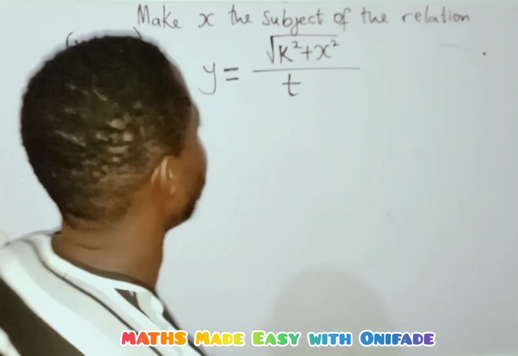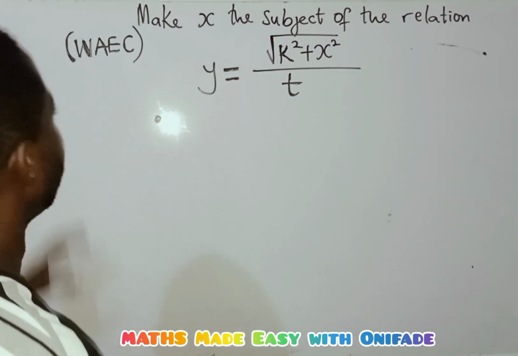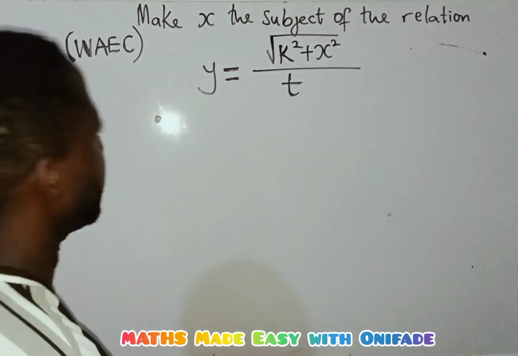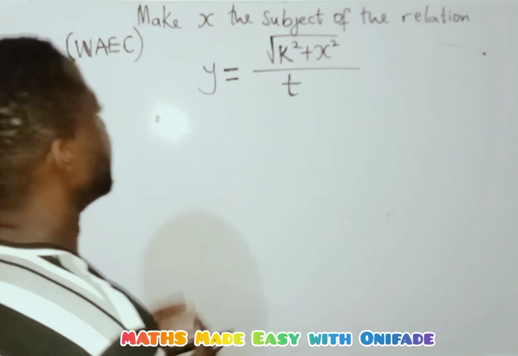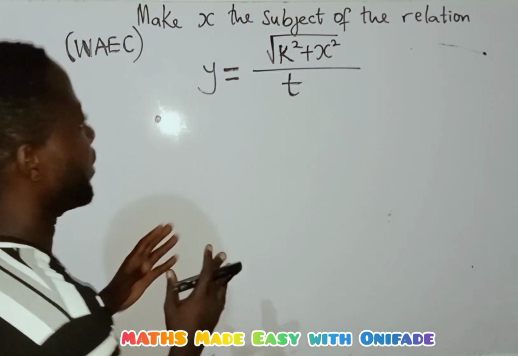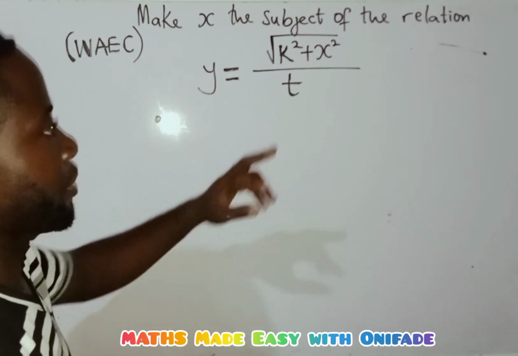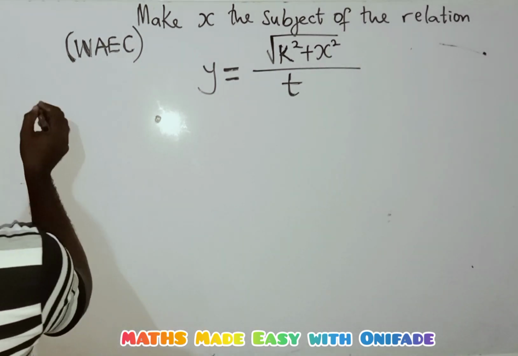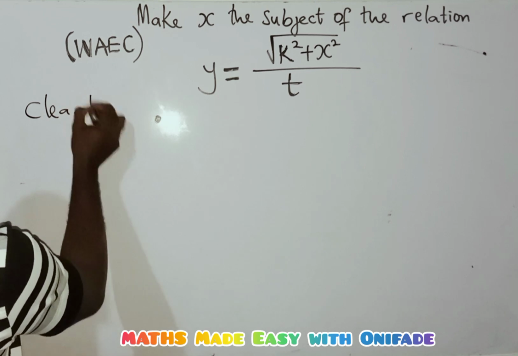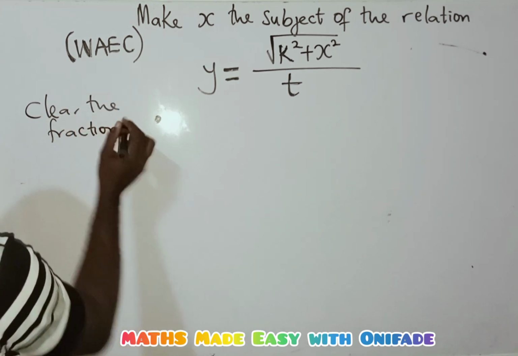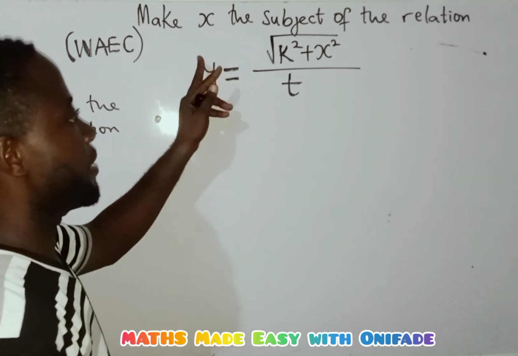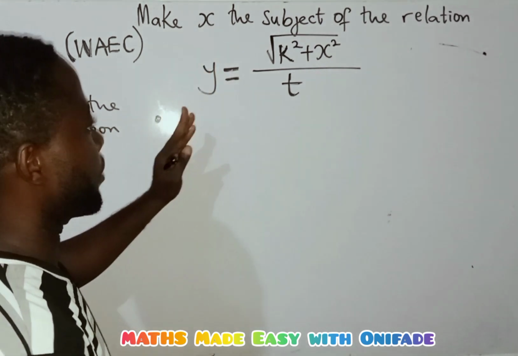In today's class, we have a question from WAEC past question, and the question is on change of subject of a relation. Now, the first thing we have to do, as you can see, the question involves fraction. So the first thing you have to do is to clear the fraction. And how do we clear the fraction? To clear the fraction, you cross multiply. We are going to cross multiply.